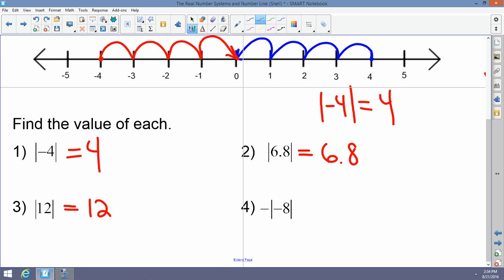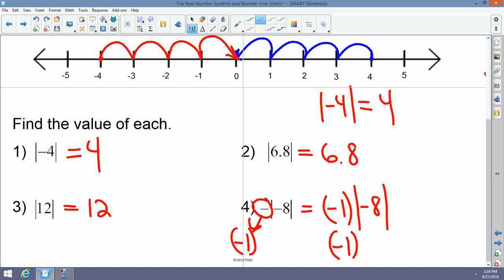Negative absolute value of negative 8. Whoa, let's see what happens here. This little negative really represents an invisible negative 1 being multiplied to that absolute value. So you can really read this as a negative 1 times the absolute value of negative 8. Well, this will become negative 1 times the absolute value of negative 8, which is 8, and then negative 1 times 8 is negative 8.